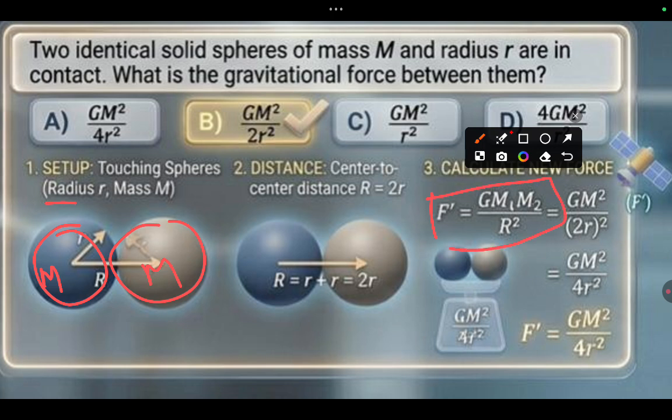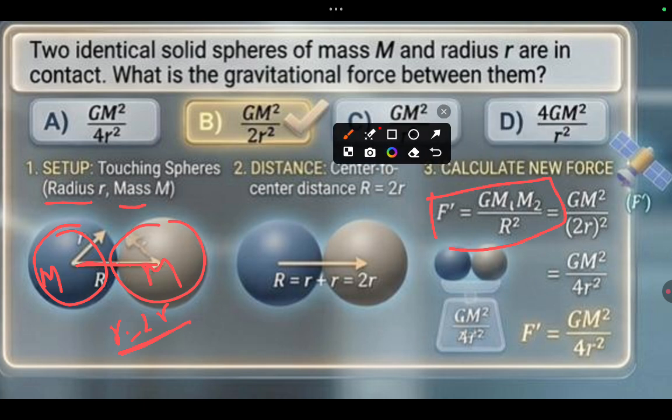Clear? Our radius is r, mass is m, and from here to here is r, here to here is r. So the distance between the centers is 2r when they are in contact. Now your force formula is F equal to G m1 m2 by r square, so now it will be 2r.